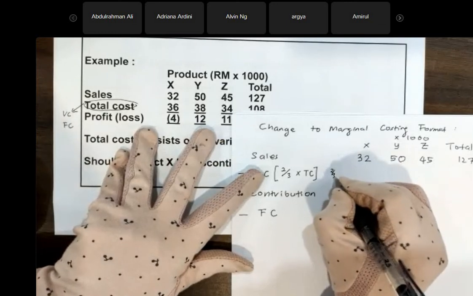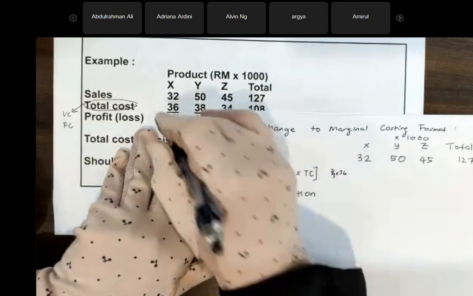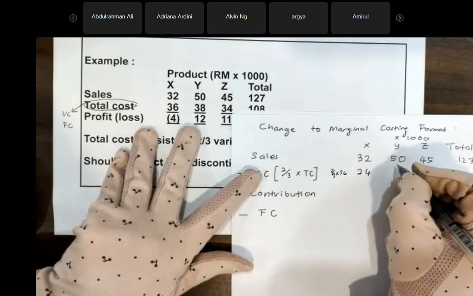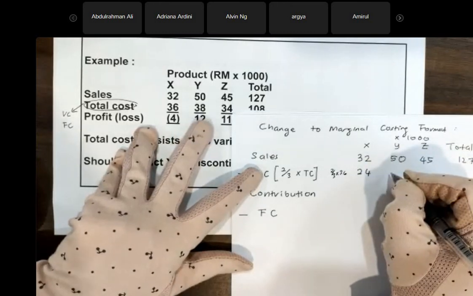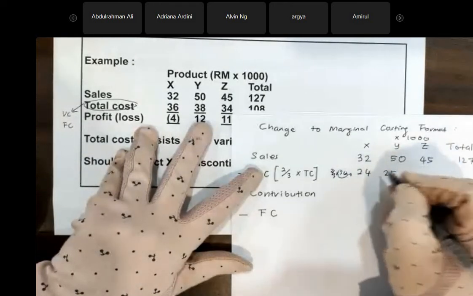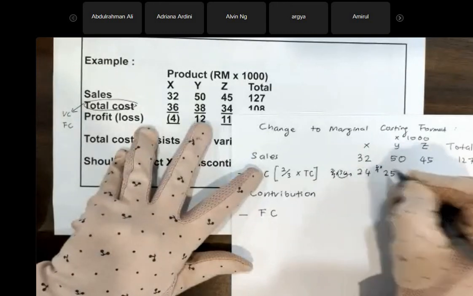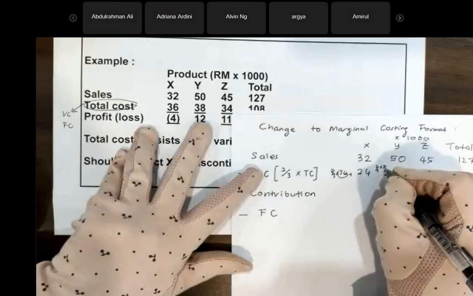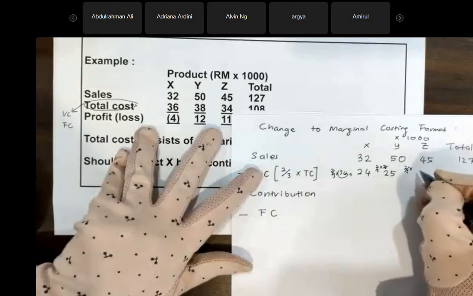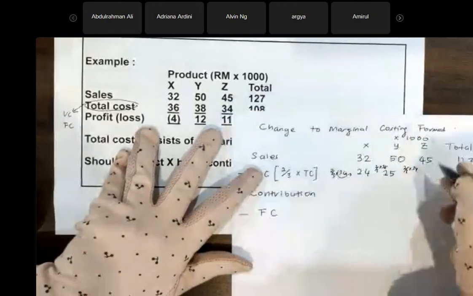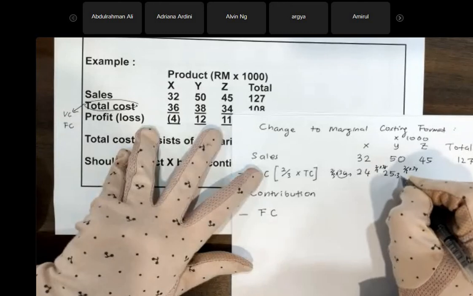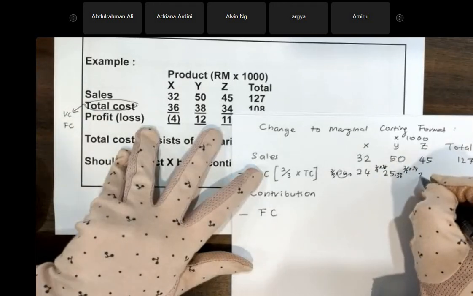So here 2 over 3 for the total cost of 36, I put here 2 over 3 times 36 is 24. This one is 24. And then here 2 over 3 times 38 is 25. And here 2 over 3 times 34 is 22.67.